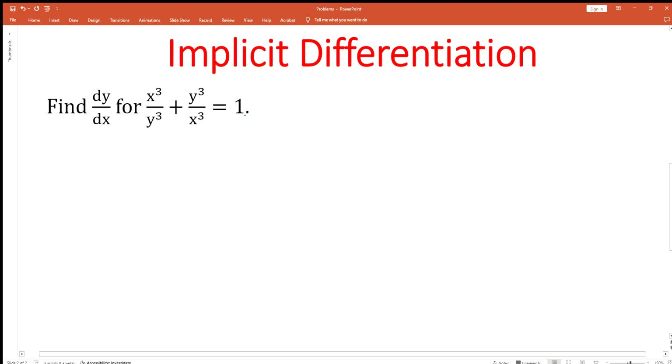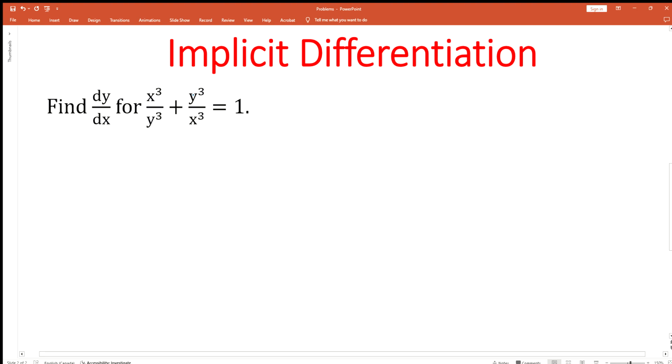We have to find dy over dx. That means we have to find the derivative of this equation with respect to x. In this equation, the terms x cubed over y cubed and y cubed over x cubed are in fraction form. We can move y cubed and x cubed to the numerator and make their exponents negative and use product rule to find the derivative of these terms.